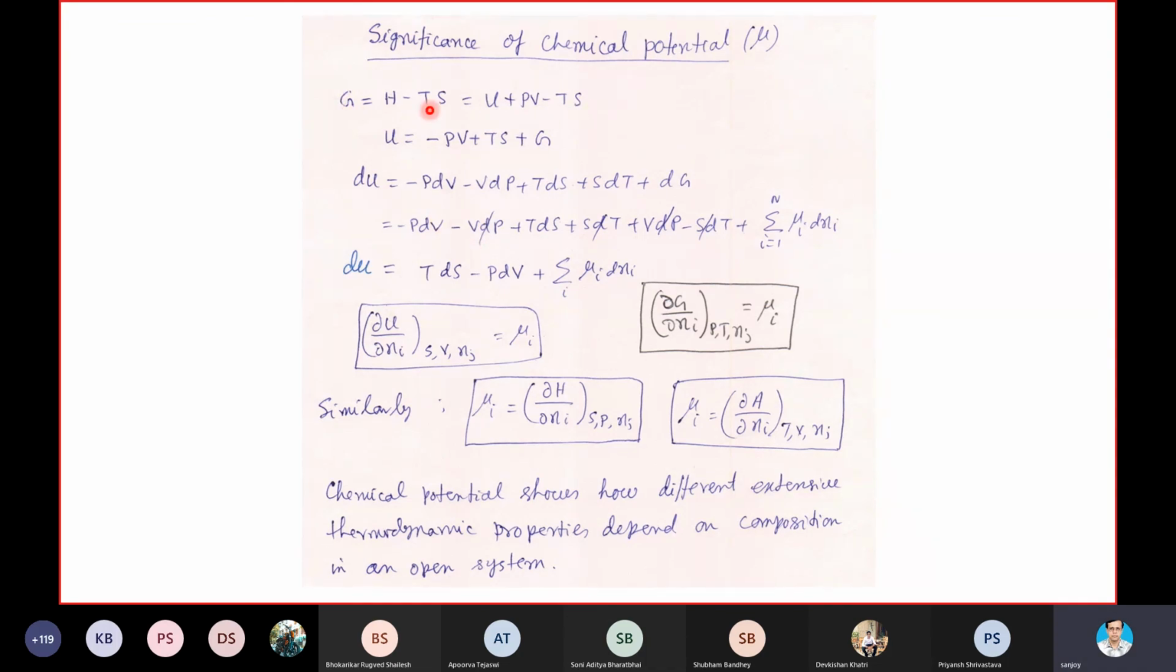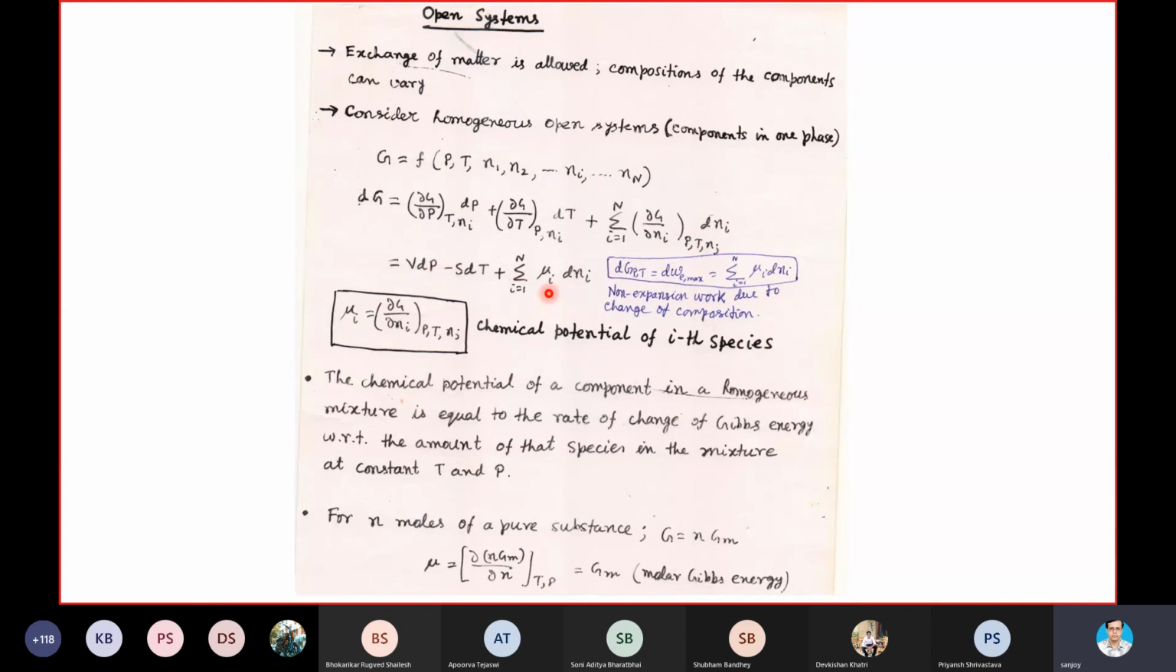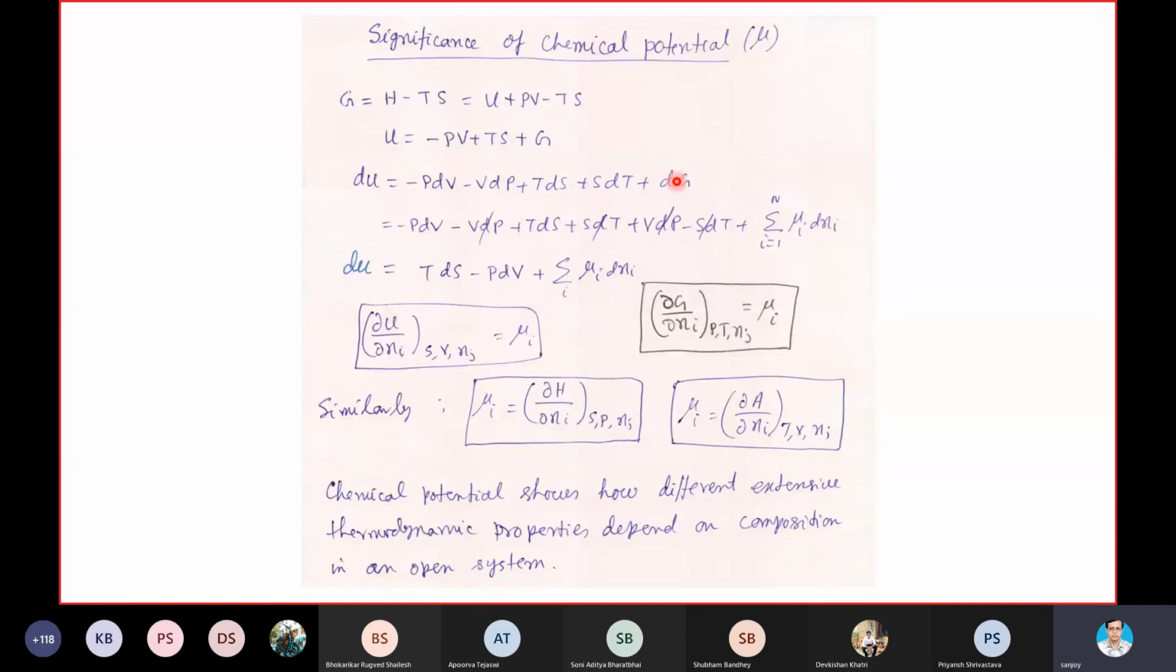So G is like this, H minus TS, U plus PV minus TS from the definition. So what is U now? U equals G minus PV plus TS. From here I can write down U equal to this. Now I write the complete change in U, dU, equal to all this. Now dG we know, dG equals V dP minus S dT plus the mu dn terms. So I bring in that, so the openness comes in here. I replace dG by this expression. Now you see all these V dP and S dT terms get cancelled, so I get this expression.